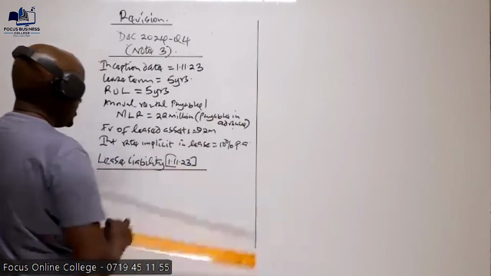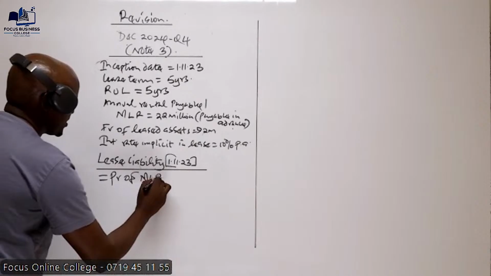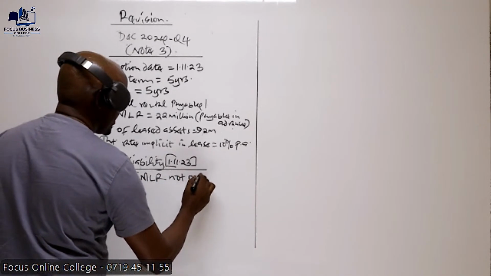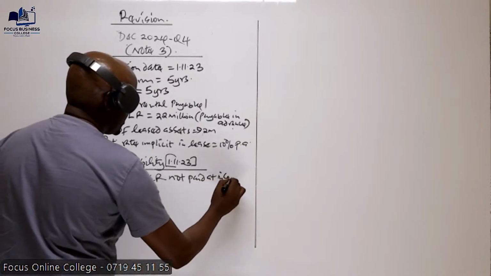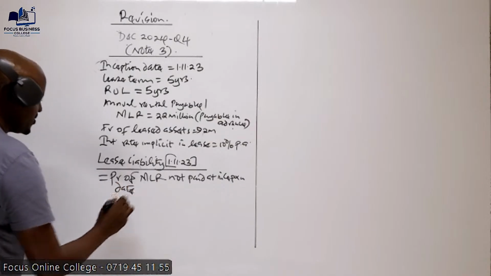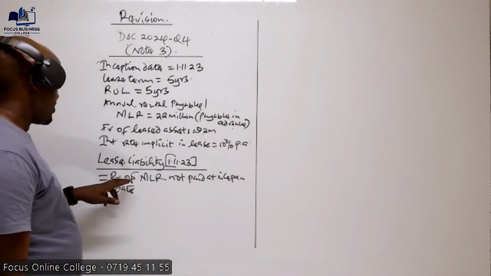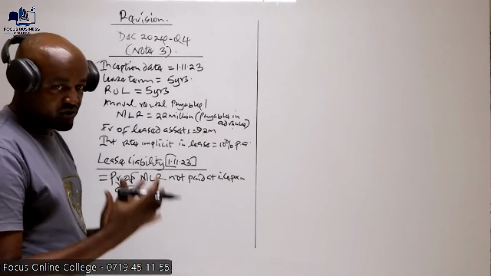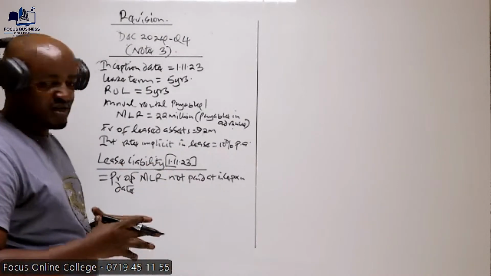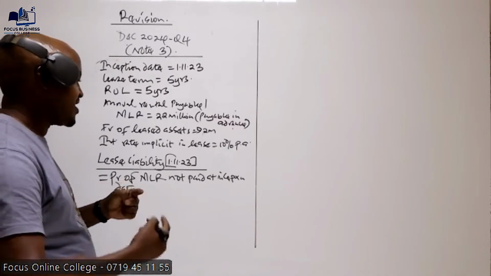Now, how do we compute this liability? The liability is equal to the present value of the minimum lease rentals not paid at the inception date. In other terms, to compute the lease liability we have to discount the minimum lease rentals which were not paid at the inception date. We don't take into account the rental which was paid at the inception date.